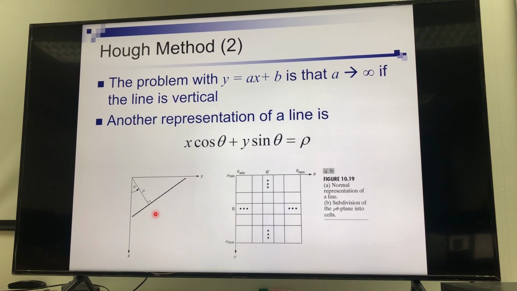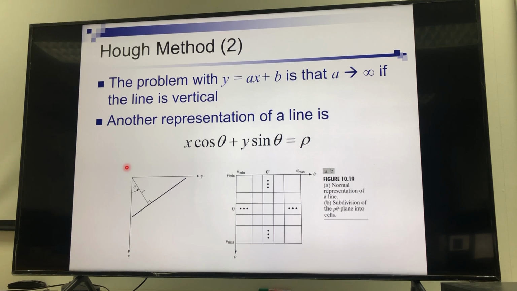If you change this into the parameter space, theta and rho, what's the smallest value of theta? 0. What's the maximum value of theta? 180 degrees, right? For a horizontal line it's 0, and then it goes up and comes back to 180 degrees. So theta is valid from 0 to 180 degrees.